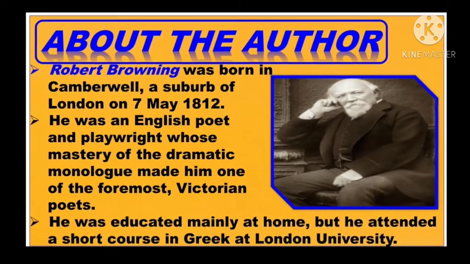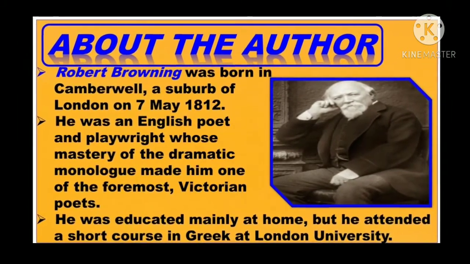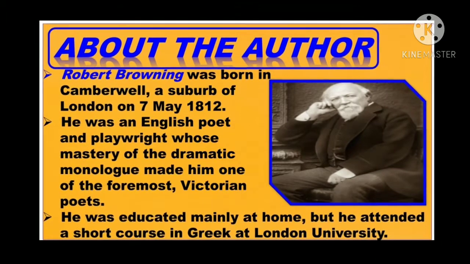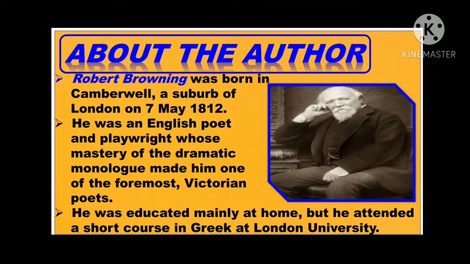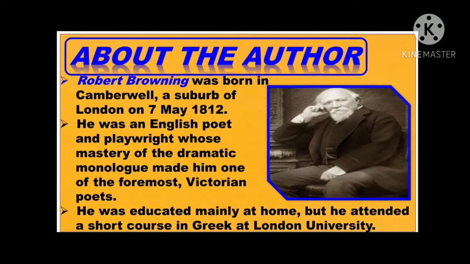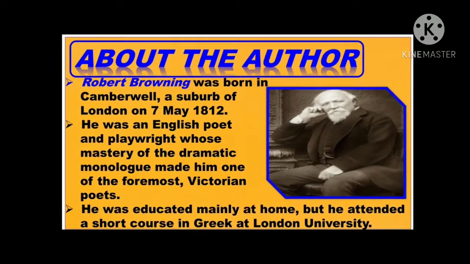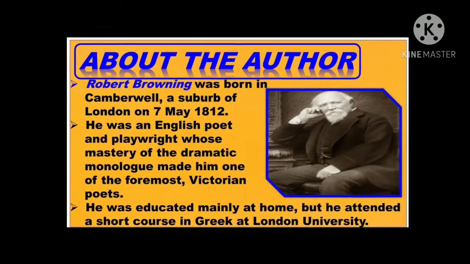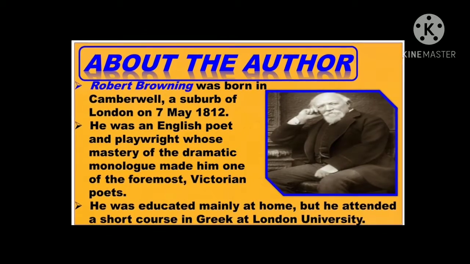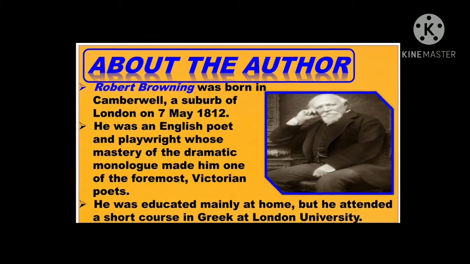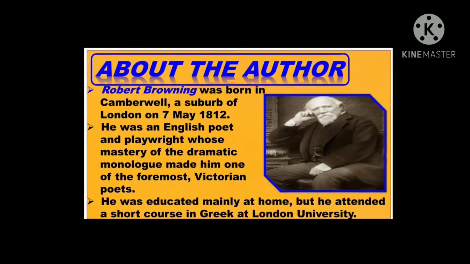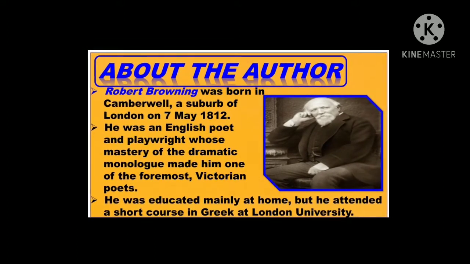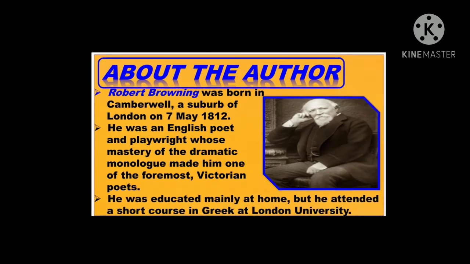Robert Browning was born in Camberwell, a suburb of London on 7th May 1812. He was an English poet and playwright whose mastery of the dramatic monologue made him one of the foremost Victorian poets. He was educated mainly at home, but he attended a short course in Greek at London University.